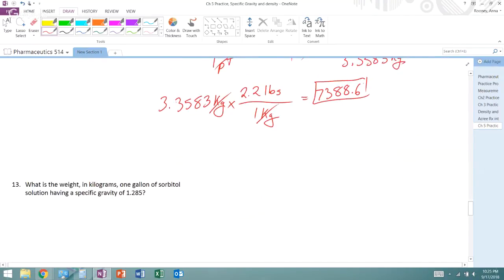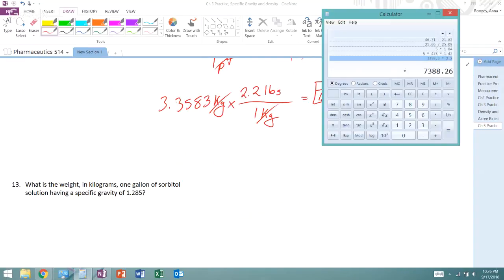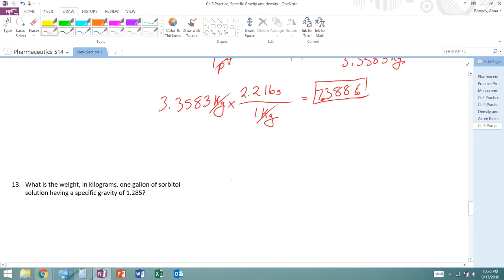So that is, oh, no, it would not be there because of how we're doing it. So that would be millipounds, I think. So yeah. So, all right. So that's how many pounds.